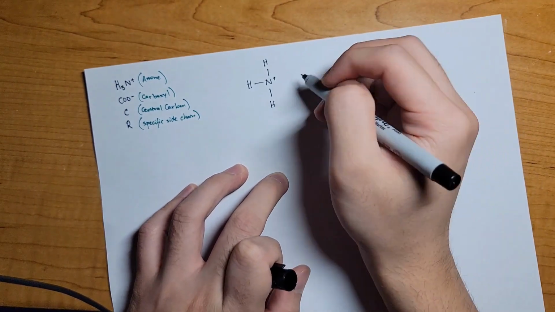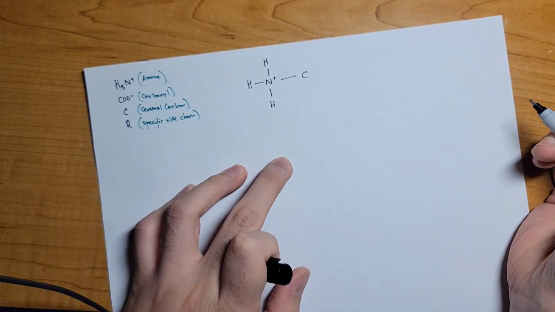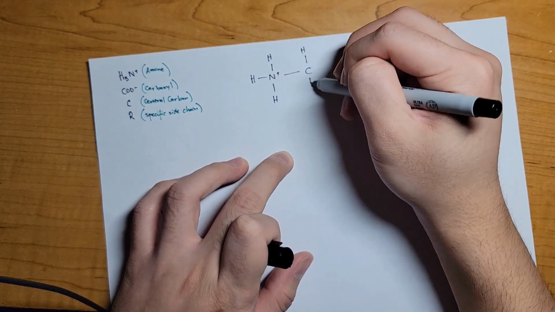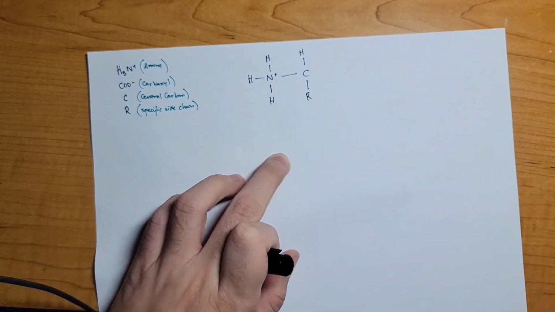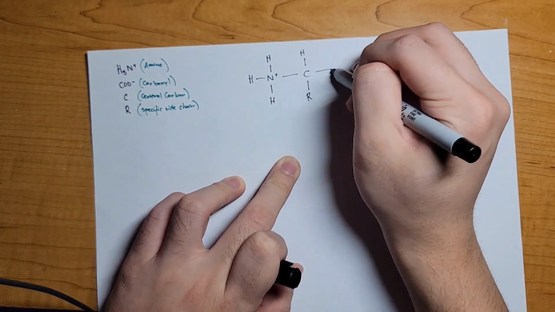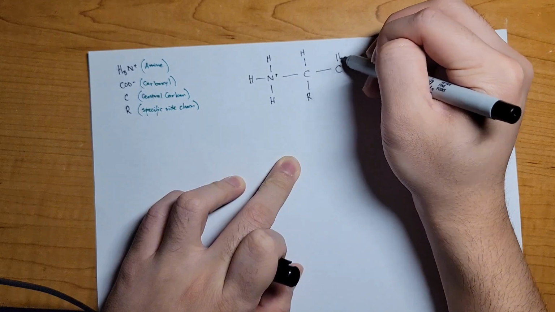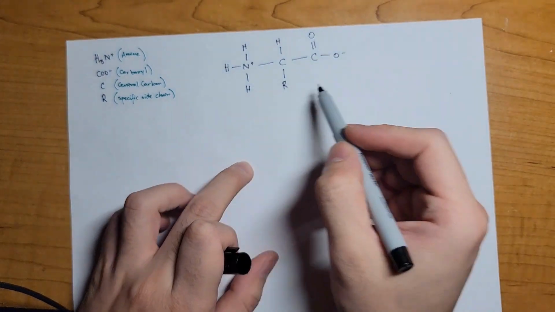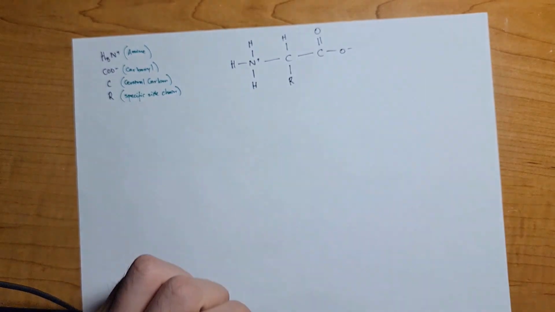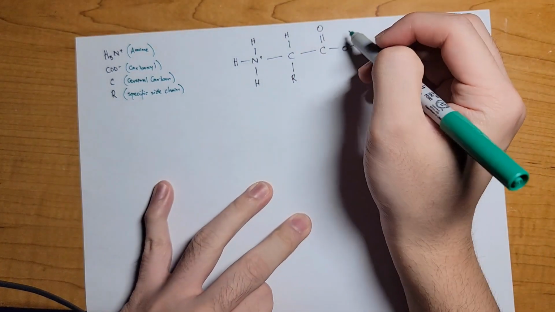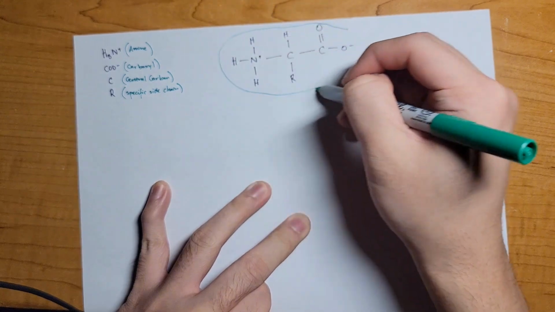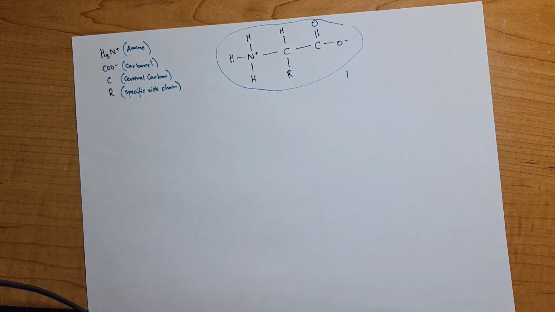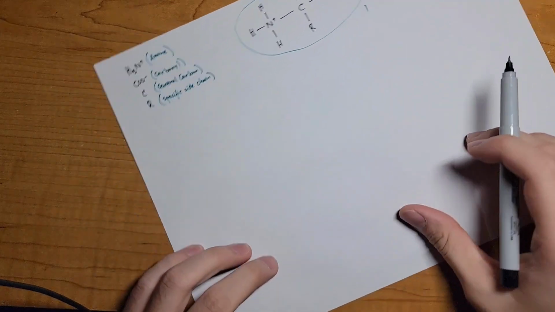We have the amine. It's connected to a central carbon, and the central carbon has a hydrogen attached to it, an R group, which is specific to each amino acid, and then a carboxyl. So this is the basic structure of an amino acid, and this is just one amino acid. Now let's say we're doing two amino acids.